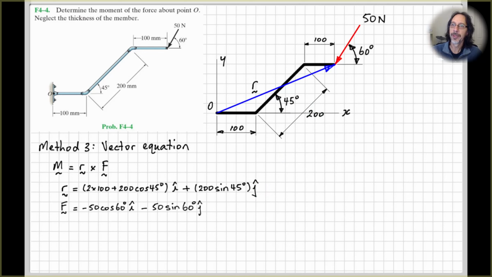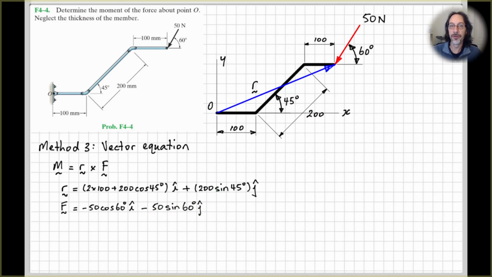Then our force vector. Again, you can see this is essentially just finding the components of the force and putting i and j next to them. Here the horizontal one is 50 cos 60 going in the negative direction, so it's a negative vector in the i or x direction. And then the y component, acting downwards, is 50 sine 60 times j, and it's in the negative direction, so we've got a minus sign out the front.